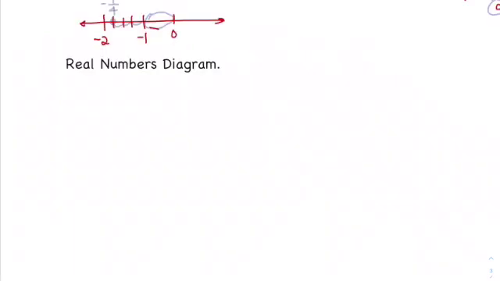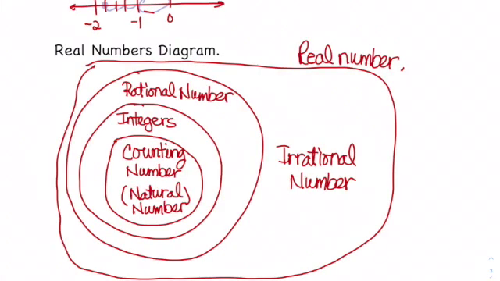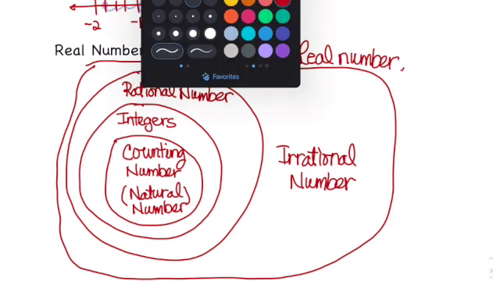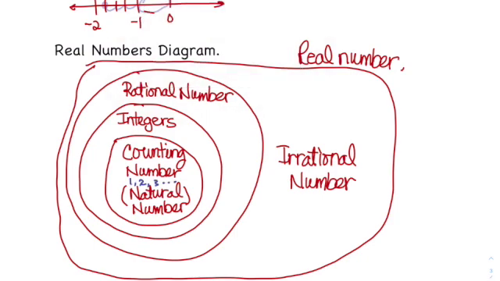Now I want you to have a real number diagram, and I'm going to pause it and then I will explain it when I'm done. So the real number diagram goes like this. You start off with the counting numbers, the natural numbers right here, then you have the integers, and don't forget that's positive counting numbers and negative counting numbers. So that's going to be -3, -2, -1. Don't forget your 0, okay?